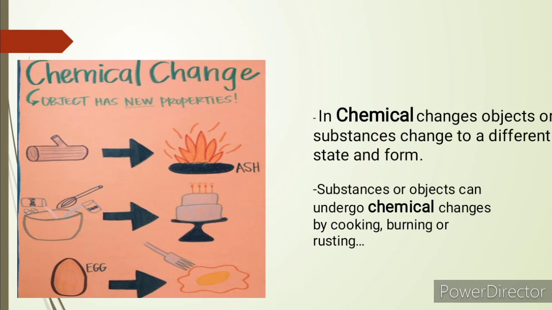Take for instance, you have an egg and your egg is fried. Can you change it back into a raw egg? No, it's not possible. So, in chemical change, the object changes to a different state and form.